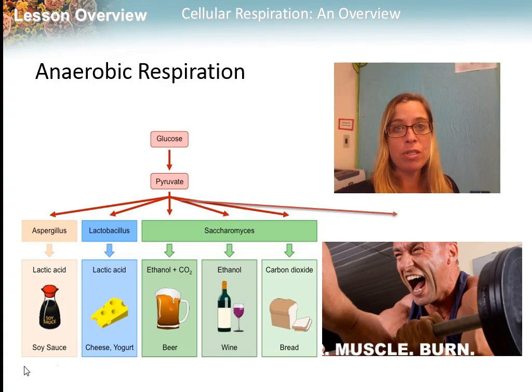And animals, we also do fermentation. When we work out really hard, we start to build up lactic acid because those pyruvates are turned into lactic acid, which we then later have to flush from our system. But it's better than not having any cell energy at all. Remember, every organism on this planet needs cell energy in order to move, to function, and to carry out all of the characteristics of life.